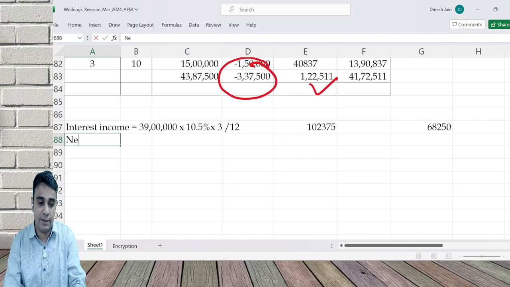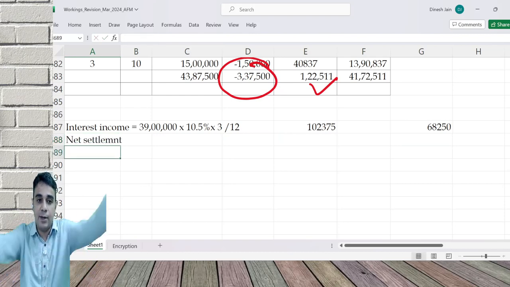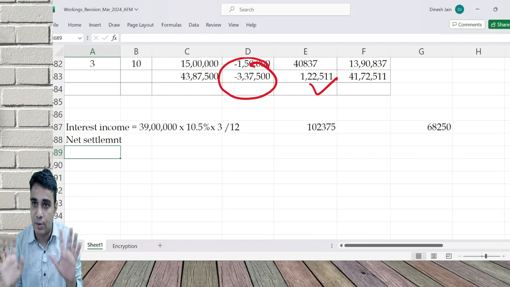So next is net settlement. I don't want you to write anything. Be in listen mode, understand the calculations properly. Then from the next question onwards, you will start doing it along with me.